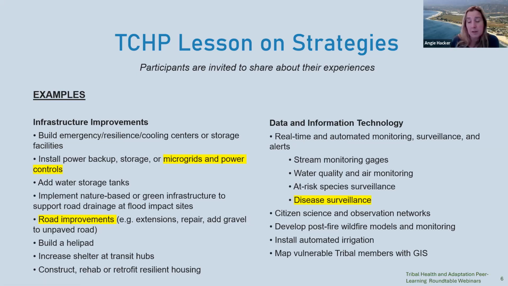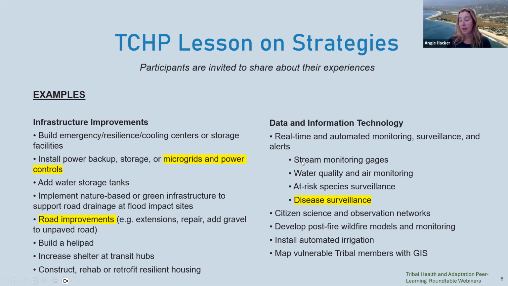So, a different topic, sometimes related though. A lot of what we see is a greater interest from tribes too in real-time automated monitoring, surveillance, and alerts. Last time we talked about the alerts, meaning the public communication side of this kind of work, but actually getting access to the data, the real-time information about what's changing in the conditions of your community, requires oftentimes some level of technology.